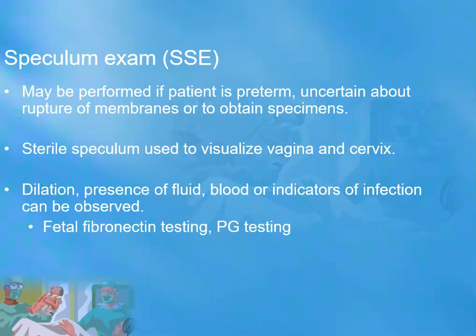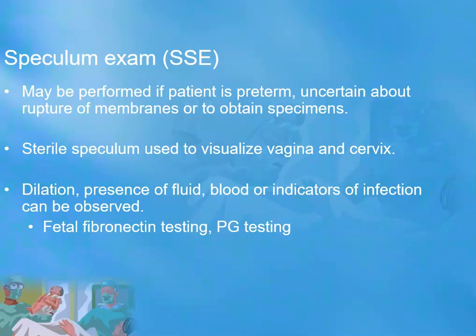This would be, again, if somebody's preterm, you don't want to stir up anything. So you would visualize whether the membranes are ruptured. You can also go in with a little Q-tip and dip it in the fluid that might accumulate, to check for specimens if need be. A lot of times if it's preterm, remember, we're looking at that amniotic fluid.